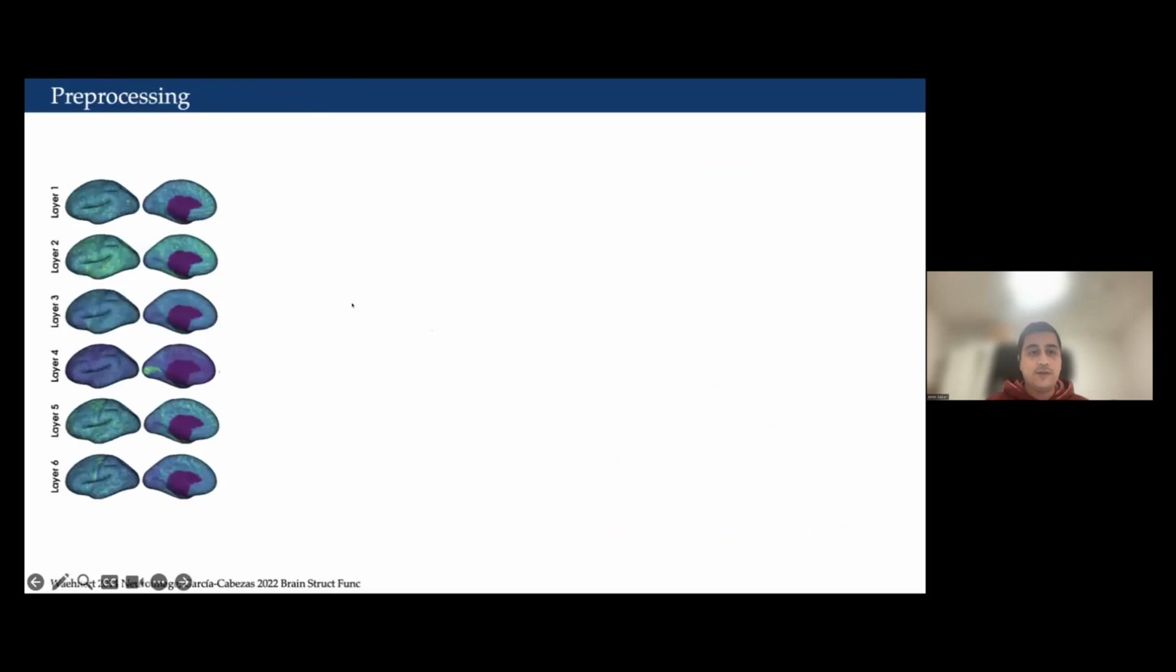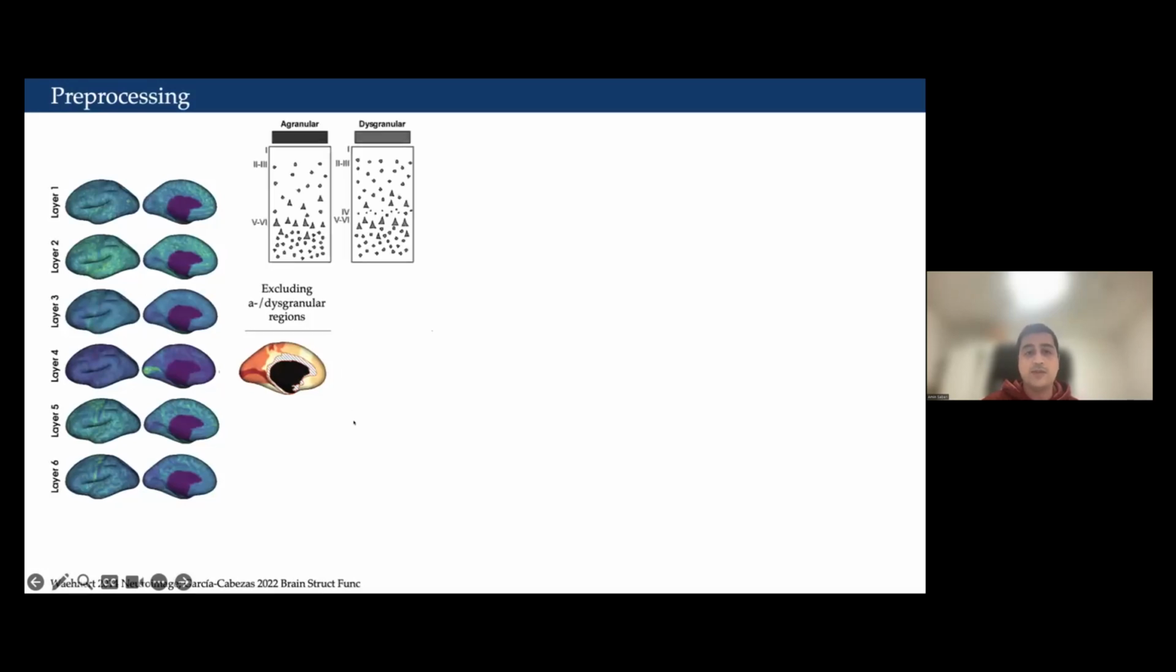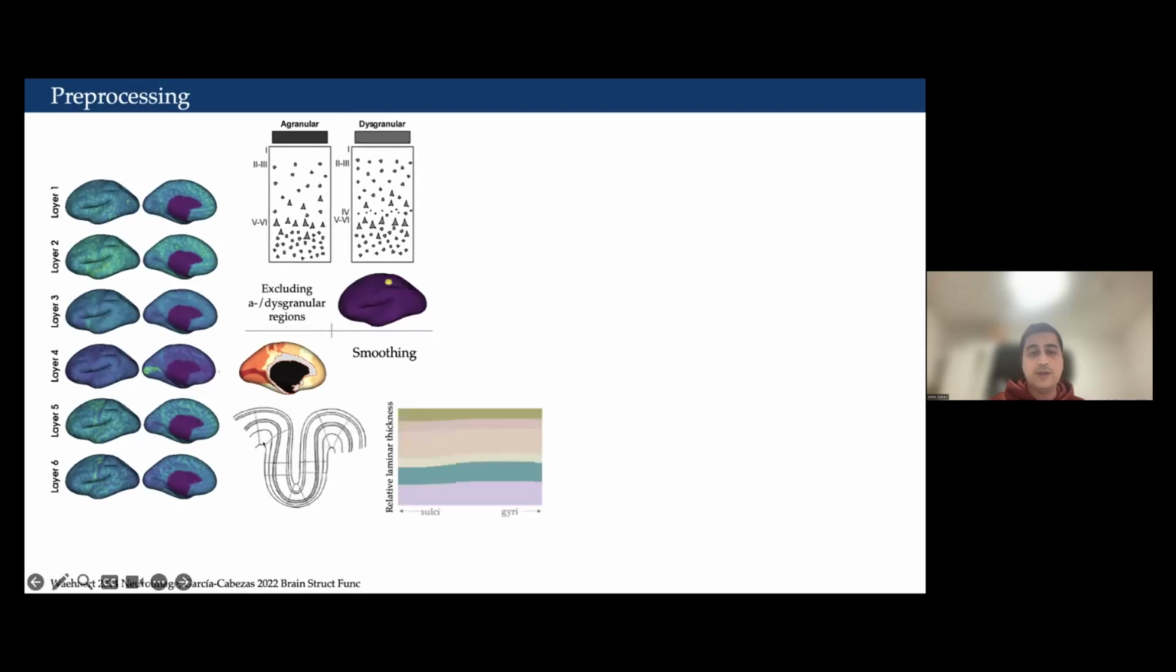To do that, we first did some pre-processing on the data. First, we excluded some regions of the cortex, called agranular or disgranular regions, because they are suggested not to have a 6-layer structure, so it was not appropriate to assume 6 layers there. These are mostly limbic areas. We then smoothed the maps, mainly to get rid of the local effects of curvature on laminar thickness. This is known as the Bok effect: as we move from sulci to gyri, there is a thickening of deeper layers, as you can see here in our data. After smoothing, most of this effect is gone.